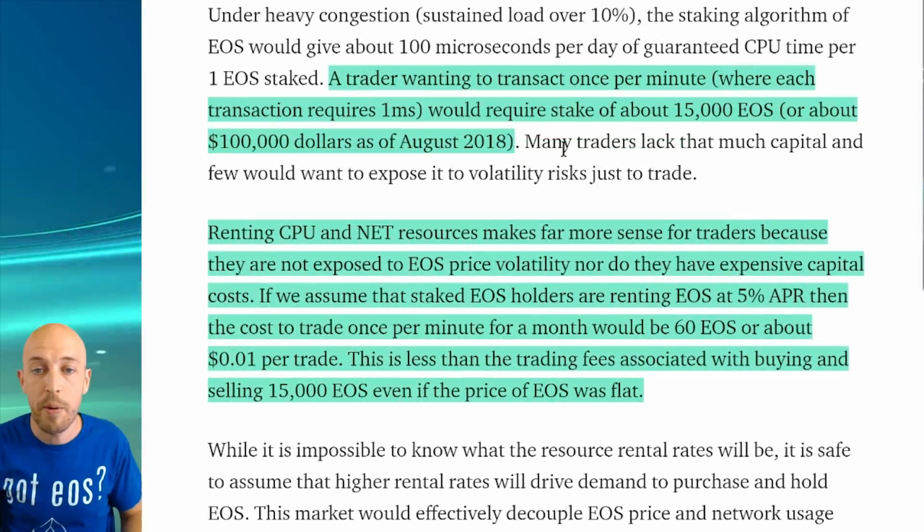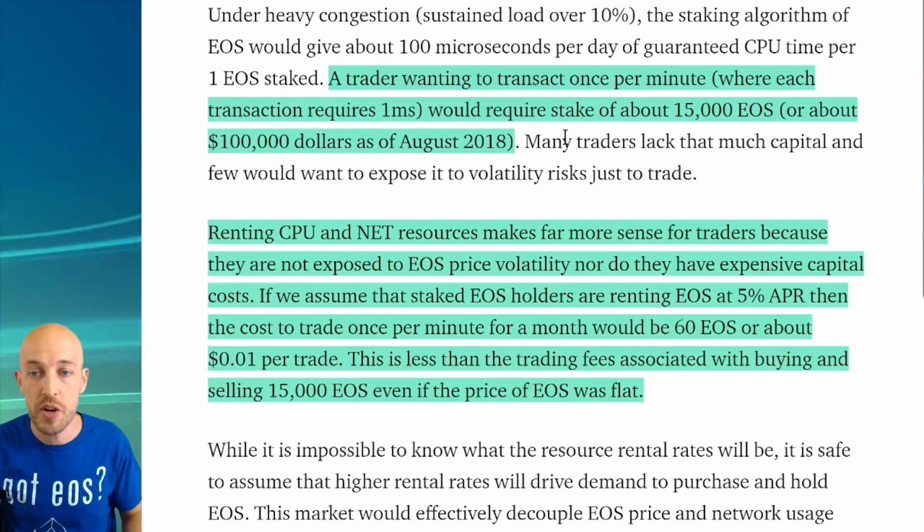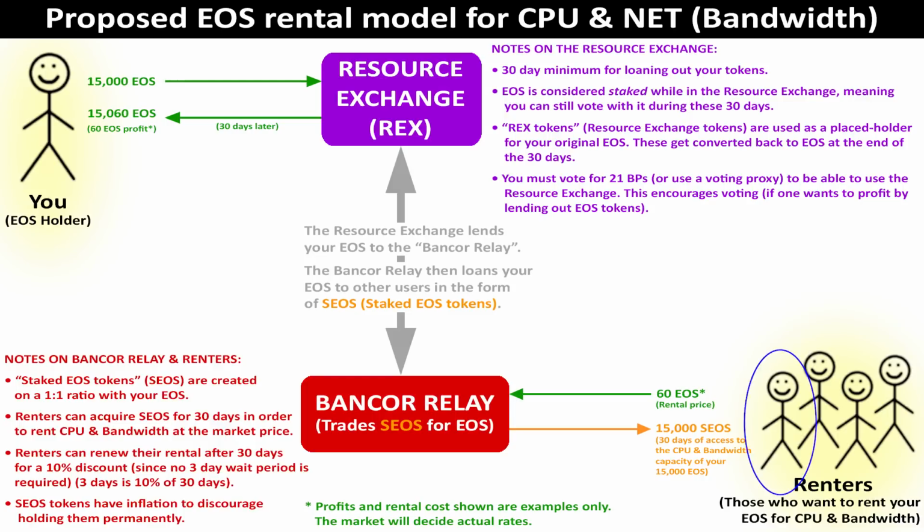And so here's an example that he creates, and that's what my picture depicts here. So it says, a trader wanting to transact once per minute would require a stake of about 15,000 EOS, which is about $100,000 as of August 2018. Renting CPU and net bandwidth resources makes far more sense for traders because they are not exposed to EOS price volatility, nor do they have expensive capital costs.